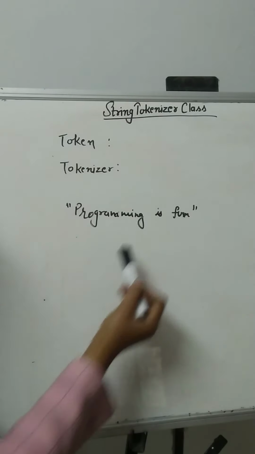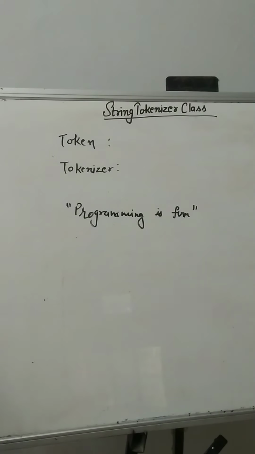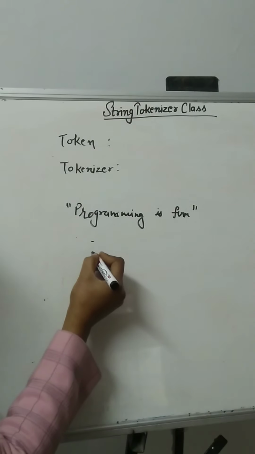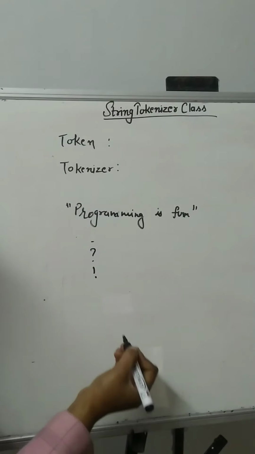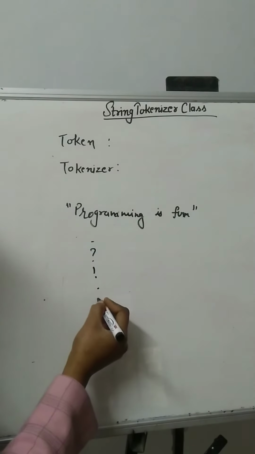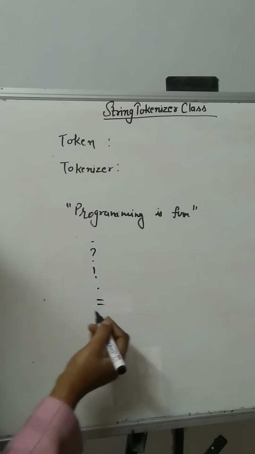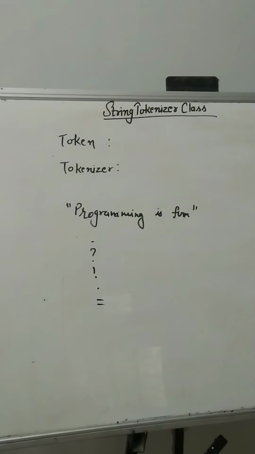Here is the space. Space is a delimiter. Delimiters are space and a set of characters like question mark, exclamation sign, dot sign, equals sign. These types of special characters are known as delimiters. So a token is a sequence of consecutive characters without any delimiters. We can say that programming is a token, is is another token, and fun is another token.